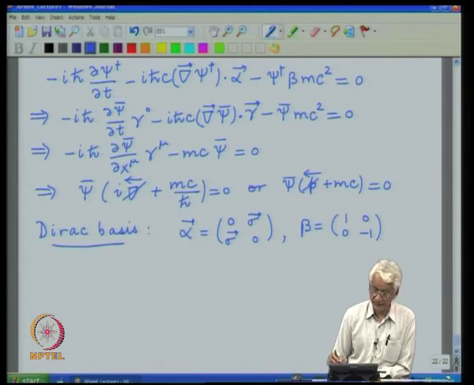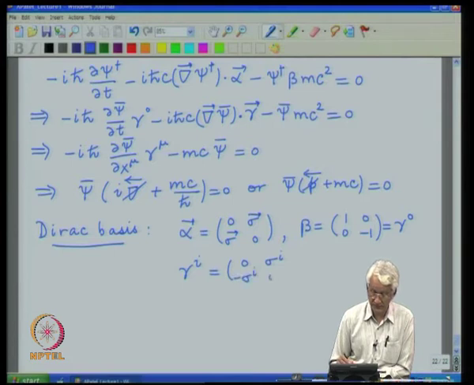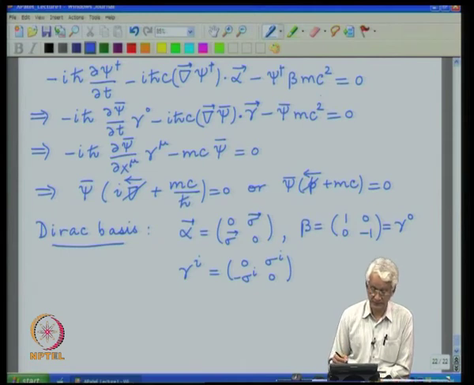In the same notation, the beta is the same as gamma 0 of course, and one can also construct gamma I in this structure, which will now be written as sigma I and minus sigma I on the off diagonal. And one can now write the 4 component Dirac equation in terms of these 2 by 2 components and Pauli matrices.